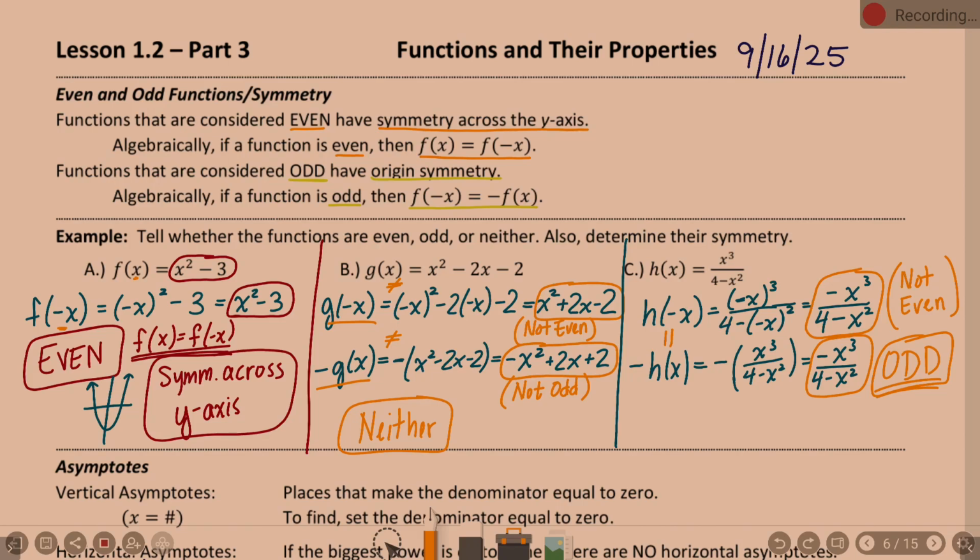So officially, this is symmetric about the origin, or it has origin symmetry, because officially it did ask to determine their symmetry. Okay, you got the basics on even and odd or neither.